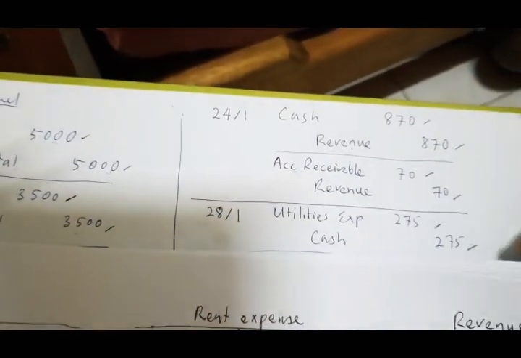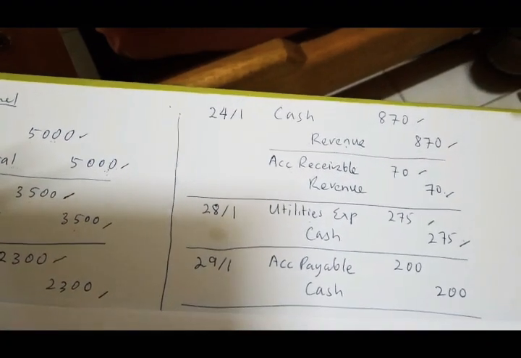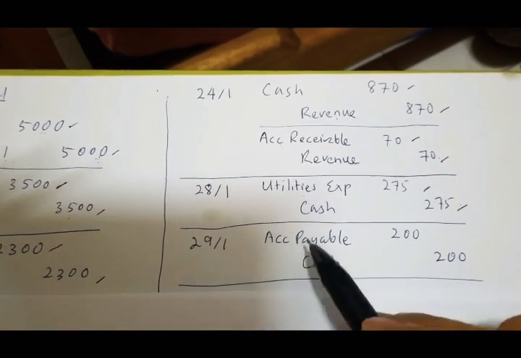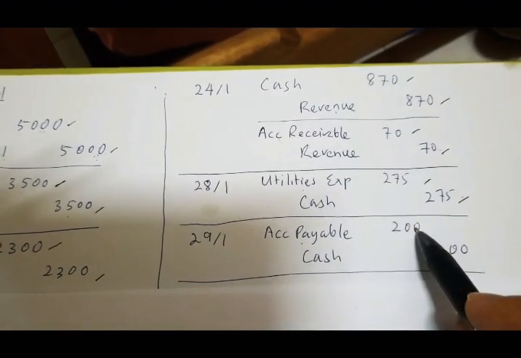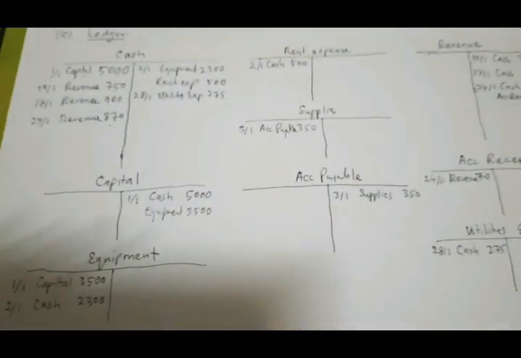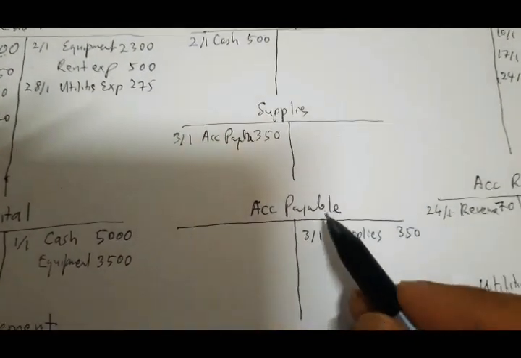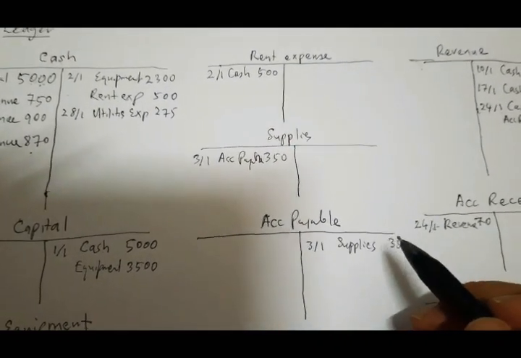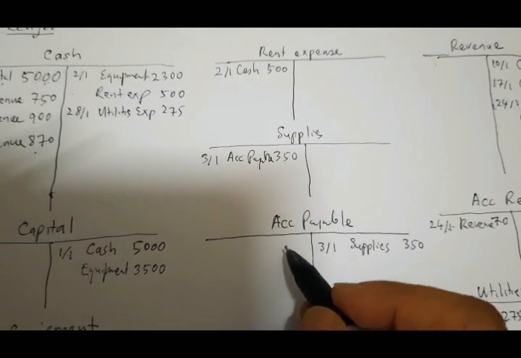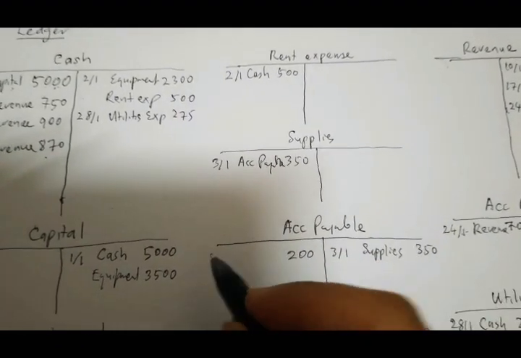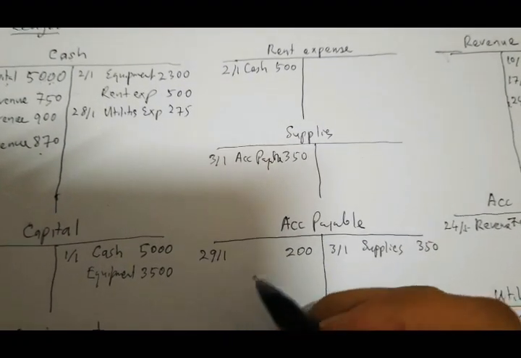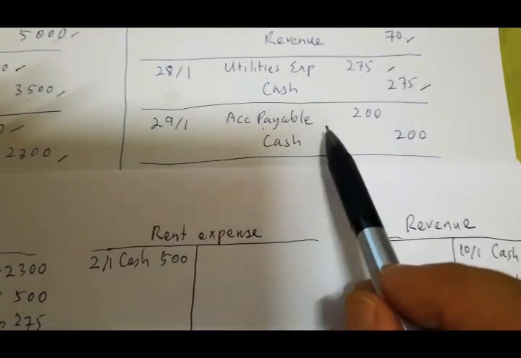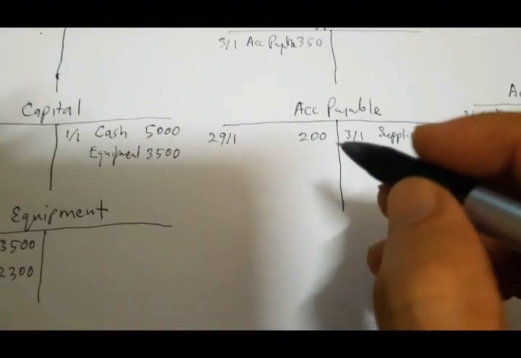Okay, now do the next thing. This is the next journal entry. 29th of January, debit account payable 200. So do we have account payable? I think we already have this one. So the date is 29. You have to debit 200. The date is 29 of January. Refer to which account? Refer to account cash. They go together.